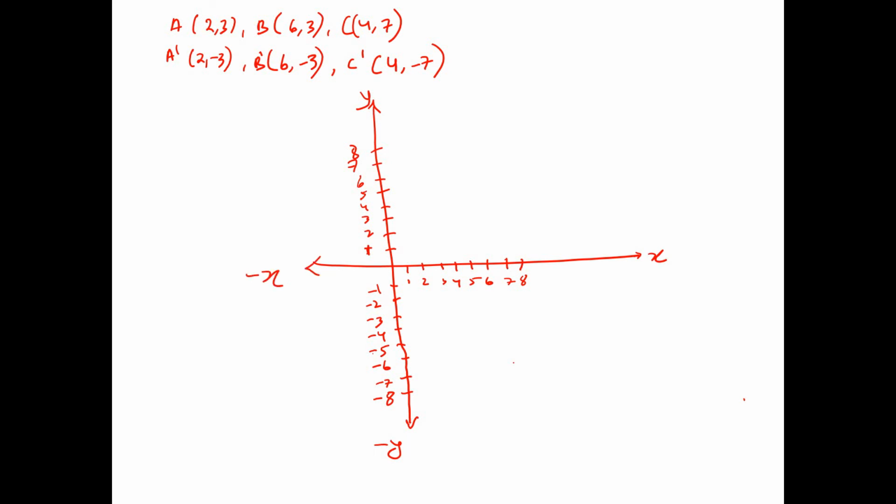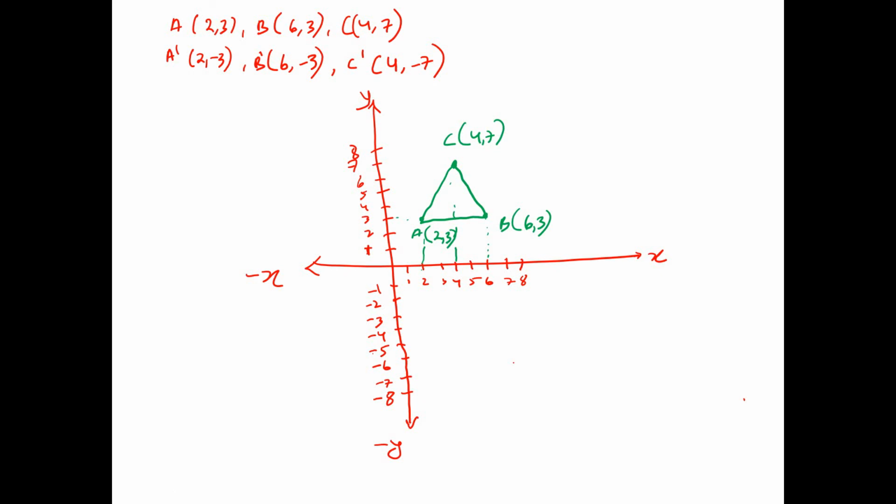Alright, now let us plot the points of triangle ABC. This is your point A, 2 comma 3, and point B is 6 comma 3. This is your B, and C is 4 comma 7. Here is 7, this is your 4, 7. Alright, here is your triangle, and we will plot the reflected triangle.